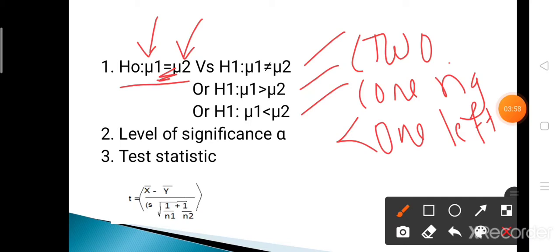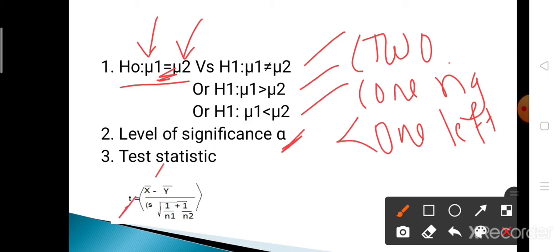Then the second step is the specification of the level of significance. Level of significance is denoted by alpha and it may be fixed at 1%, 5%, 10%, etc. Now the third step is the test statistic and its calculation. What is the formula for calculating the test statistic in the unpaired t-test? The name is unpaired t-test, so the name for the test statistic is T.